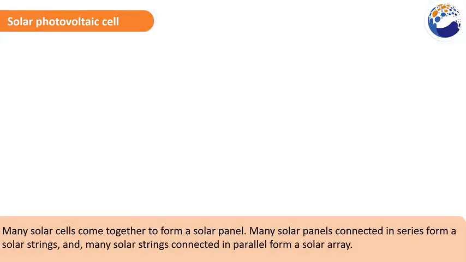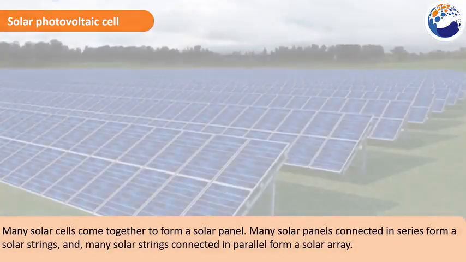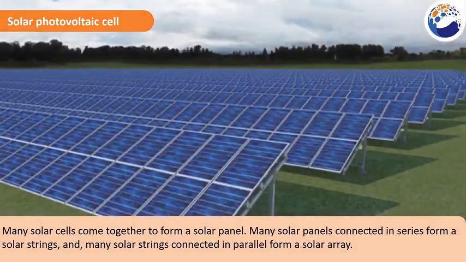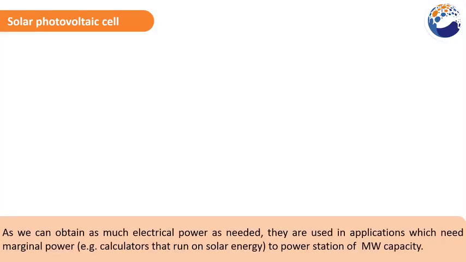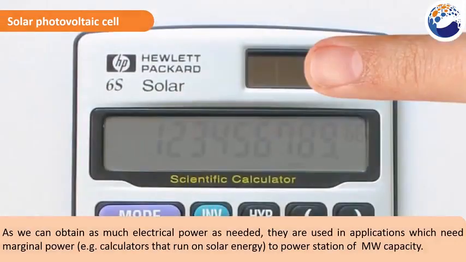Many solar panels are connected in series and in parallel to generate required current and potential difference. Many solar cells come together to form a solar panel. Many solar panels connected in series form solar strings, and many solar strings connected in parallel form a solar array. As we can obtain as much electrical power as needed, they are used in applications which need marginal power to power stations of megawatt capacity.